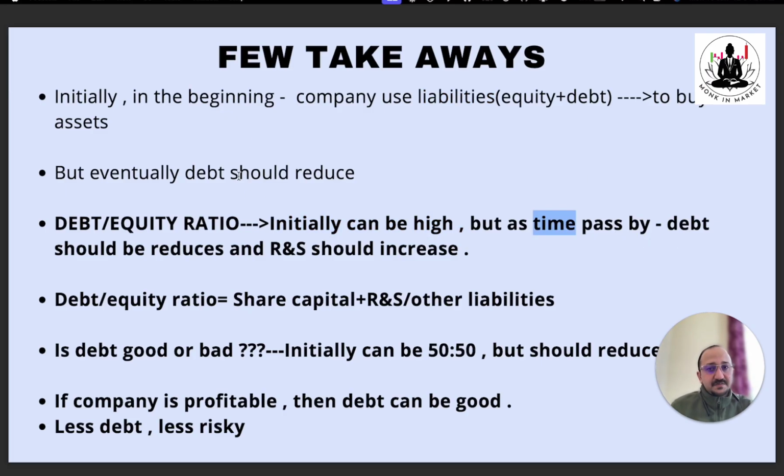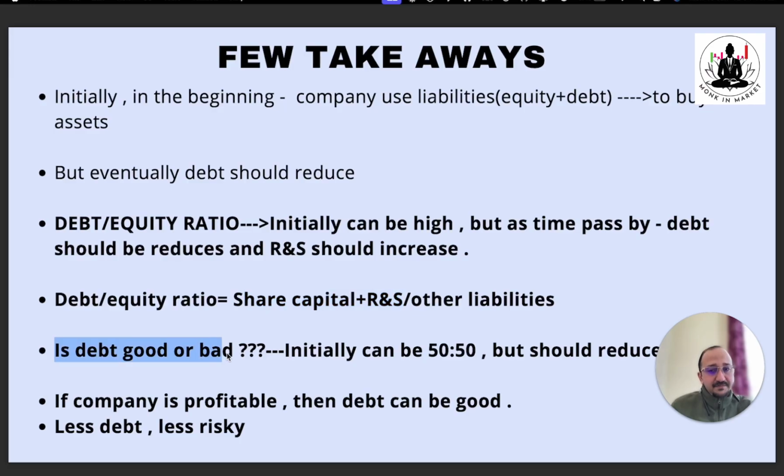Now, debt to equity ratio, initially it can be high, but as time passes, I told you, reserves and surplus will increase and it should reduce. Debt should be reduced, should be less. For the debt to equity ratio, the formula is, oh sorry, it should be opposite. Liability should be at the top, and reserves and surplus plus share capital should be at the denominator.